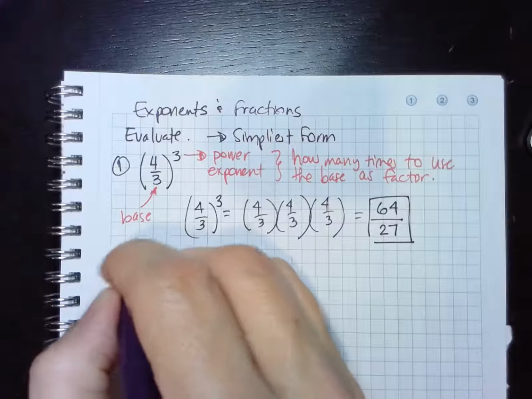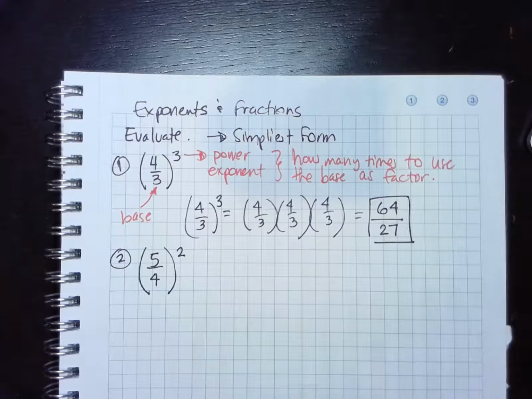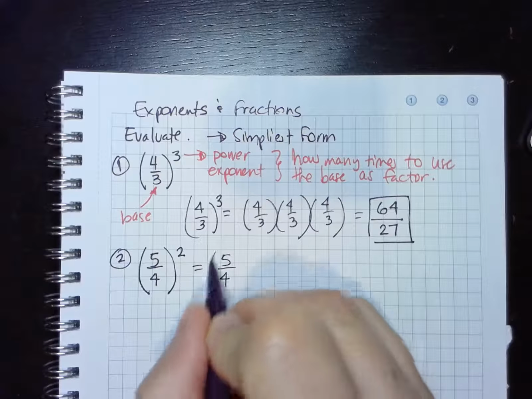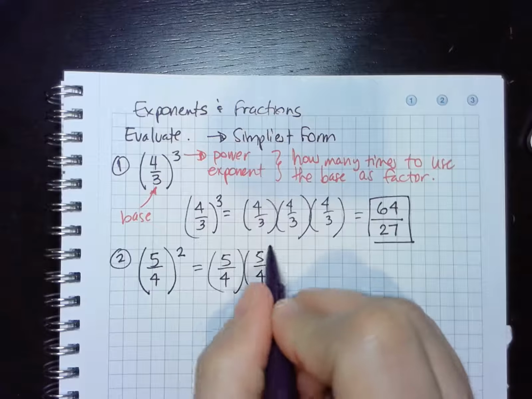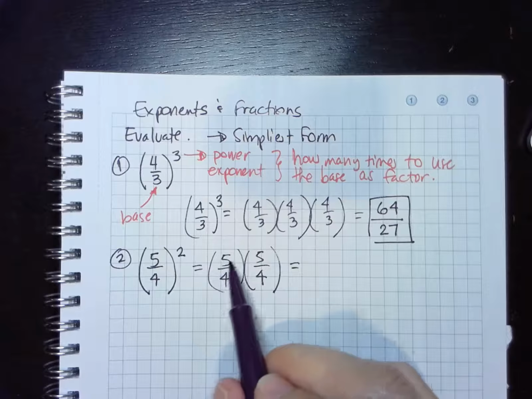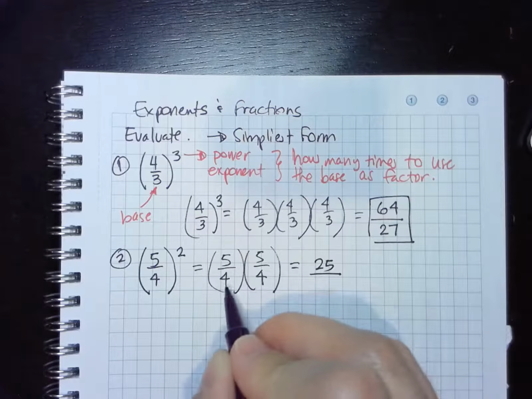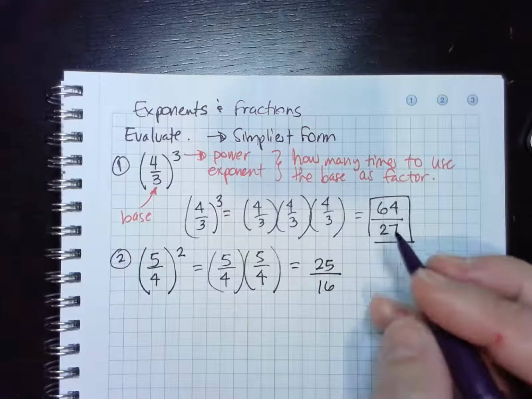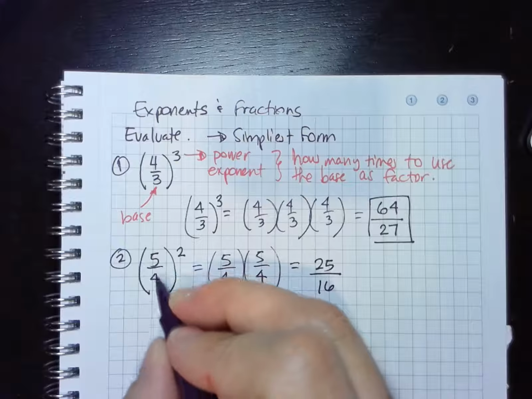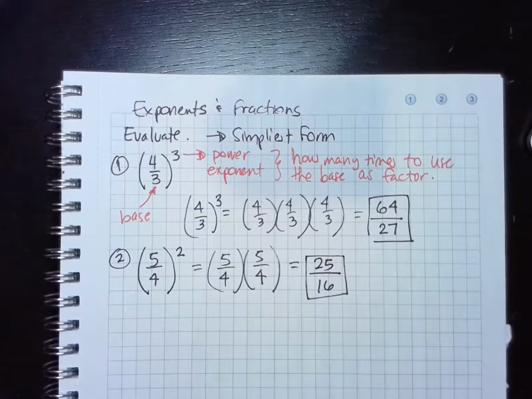Let's look at a second problem. Suppose that we had 5/4 to the second power, or 5/4 squared. So this means 5/4 times 5/4. And once again, when we multiply fractions, we multiply the numerators. 5 times 5 is 25. And then we multiply the denominators. 4 times 4 is 16. And we look to see if they have a common factor. We know they're not going to, because 5 and 4 didn't have a common factor. So this will be as simple as those are going to get. Okay?